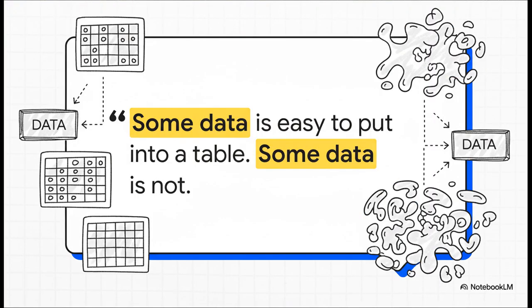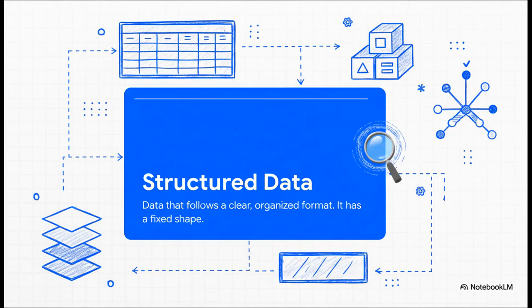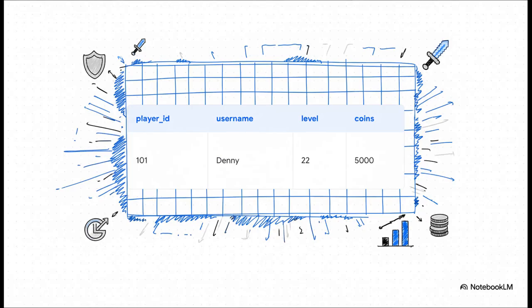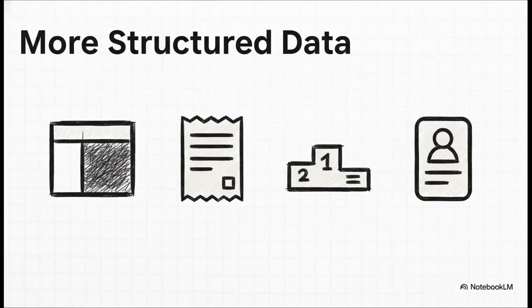The easiest way to get this? Some data just fits perfectly into a table. Easy. And that super organized stuff, we call it structured data. It has a fixed, predictable shape. A player profile is a perfect example. See? It's got clear rows and columns. You'll see this same pattern with match results, order records, you name it.